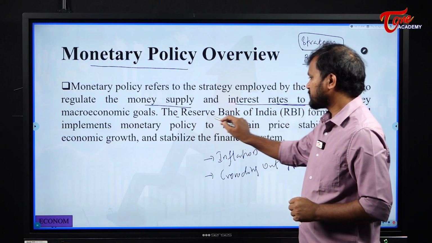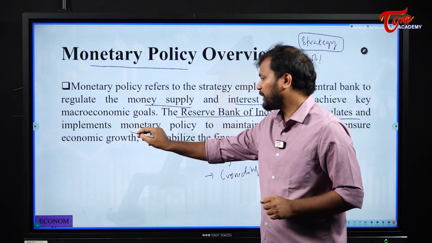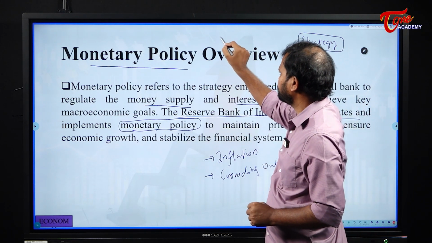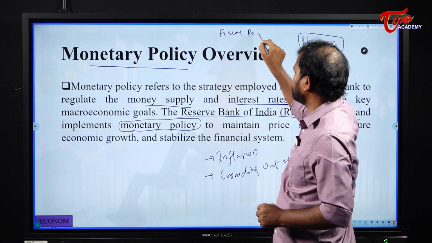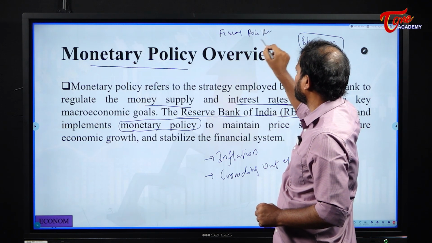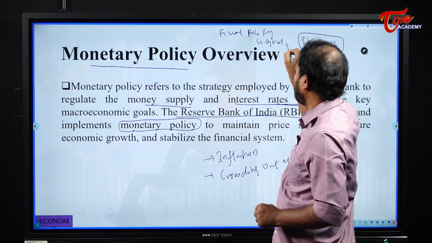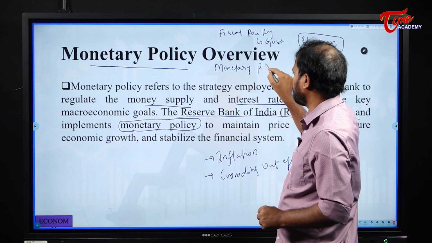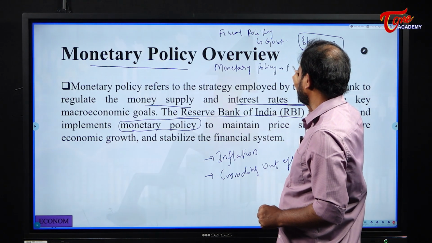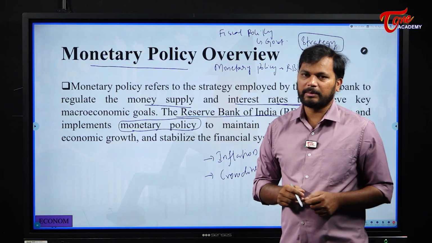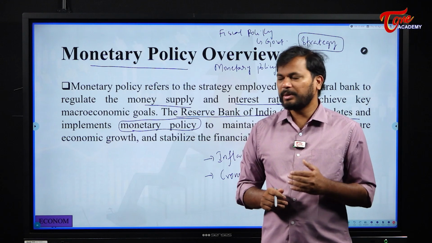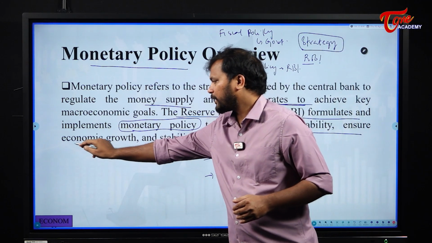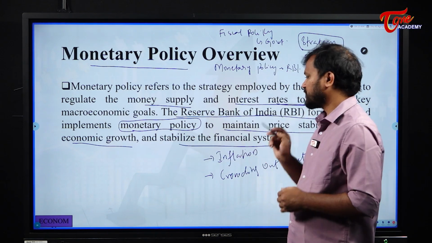Now, the Reserve Bank of India formulates and implements monetary policy. See, the fiscal policy is regulated by the government, and the monetary policy is regulated by the RBI. You need to remember this. The monetary policy is not regulated by the government. The monetary policy is regulated by the RBI to maintain price stability, ensure economic growth, and stabilize the financial system.